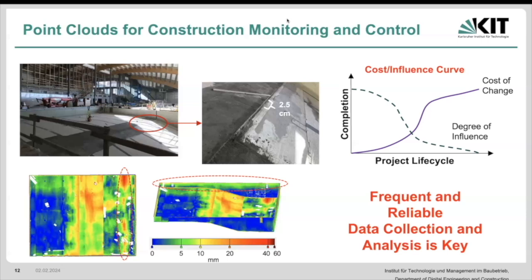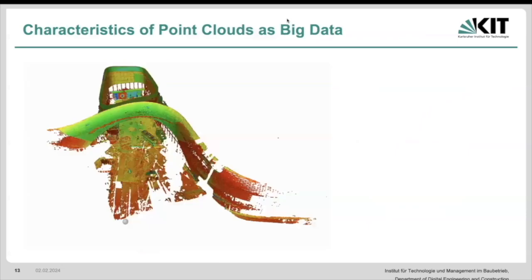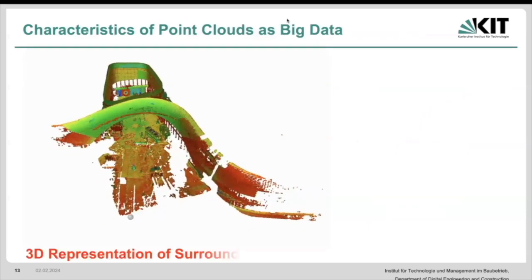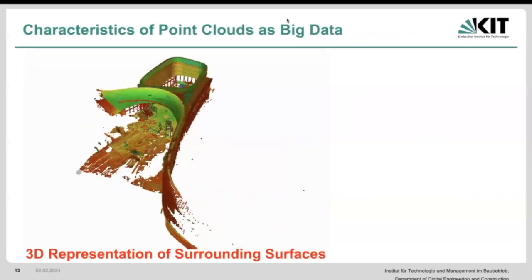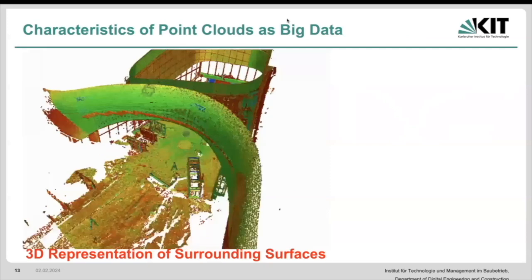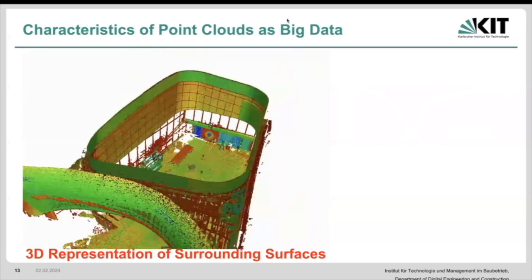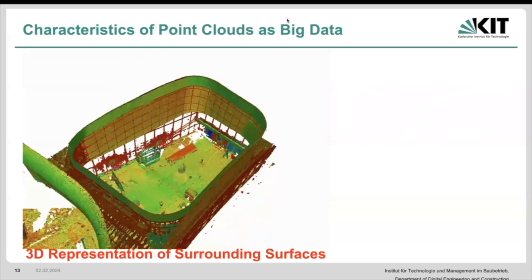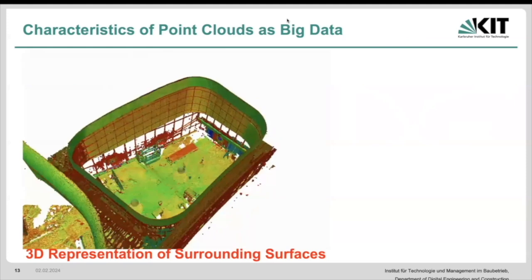So now what happens? We have point clouds, we require it frequently. Let's see what the characteristics of point cloud is. So point cloud is basically a bunch of 3D coordinates of our surrounding areas. If we utilize, let's say, terrestrial laser scanner or something like this, every part of the project, every surface is basically represented by a bunch of points, okay? What do we have to do?